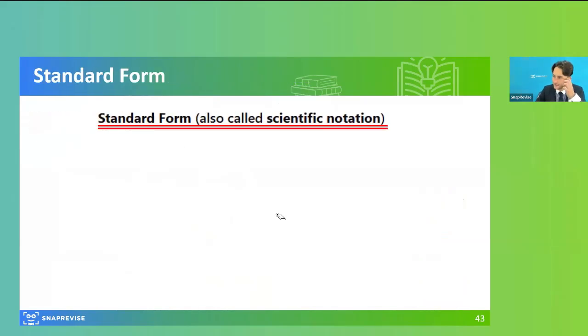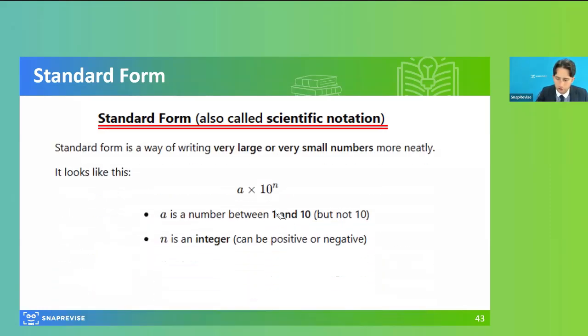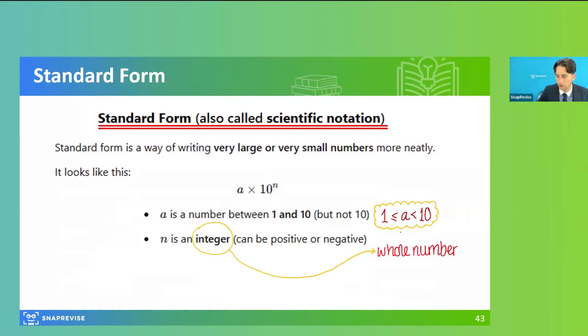So very quickly, this is a nice little neat one. We'll talk about standard form, also known as scientific notation. Just a little reminder, because again, could come up on the non-calculator or the first paper. The number always needs to be between 1 and 10, inclusive of 1, but not inclusive of 10. An integer is a whole number, is the power of n.